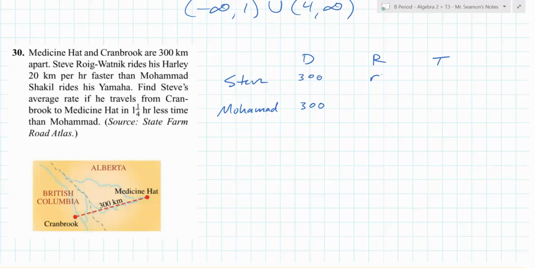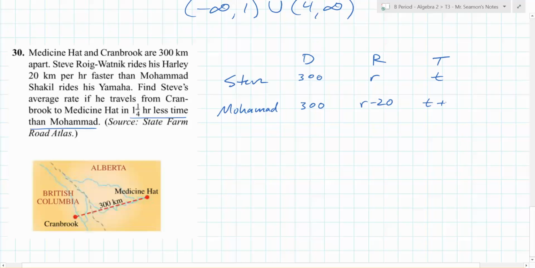Give me a sentence. Steve rides 20 kilometers per hour faster than Muhammad. So what is Muhammad's rate? R minus 20, because Steve is faster. Do we know the time for Steve? No. It says Steve arrives from Cranbrook in 1 hour's less time than Muhammad. So what's Muhammad's time going to be?